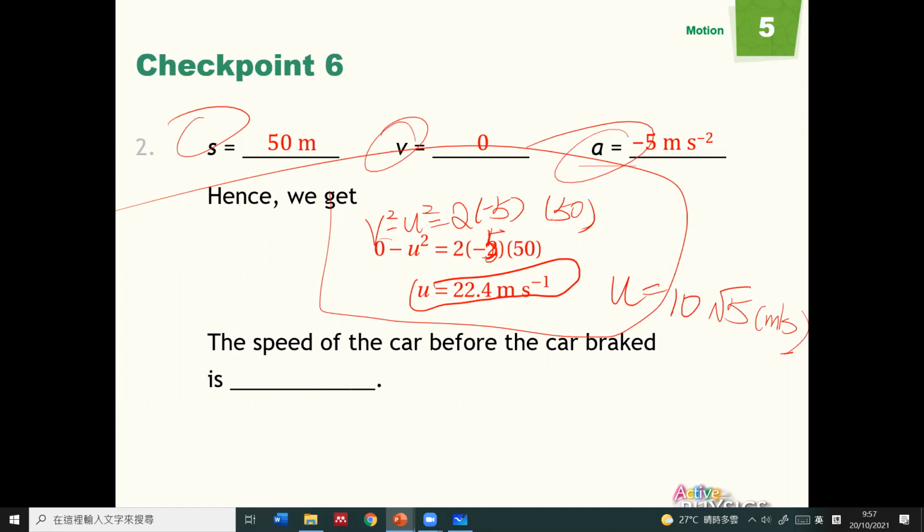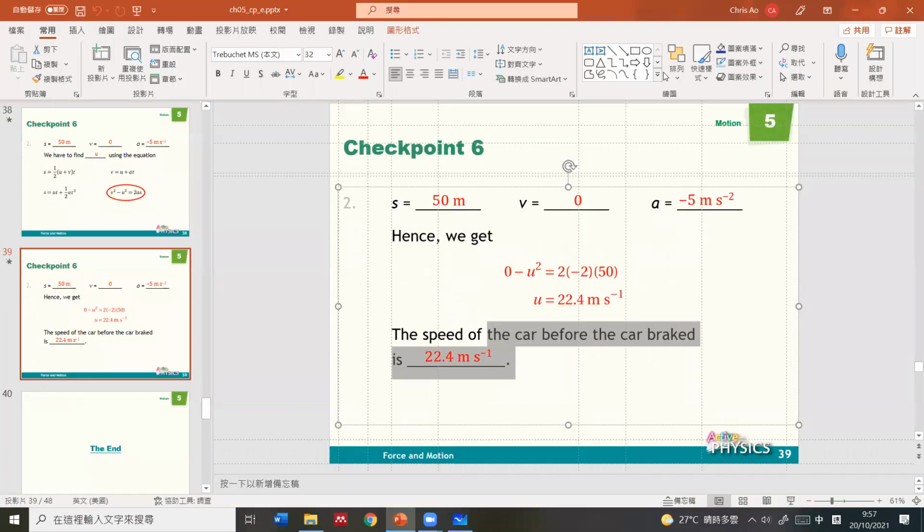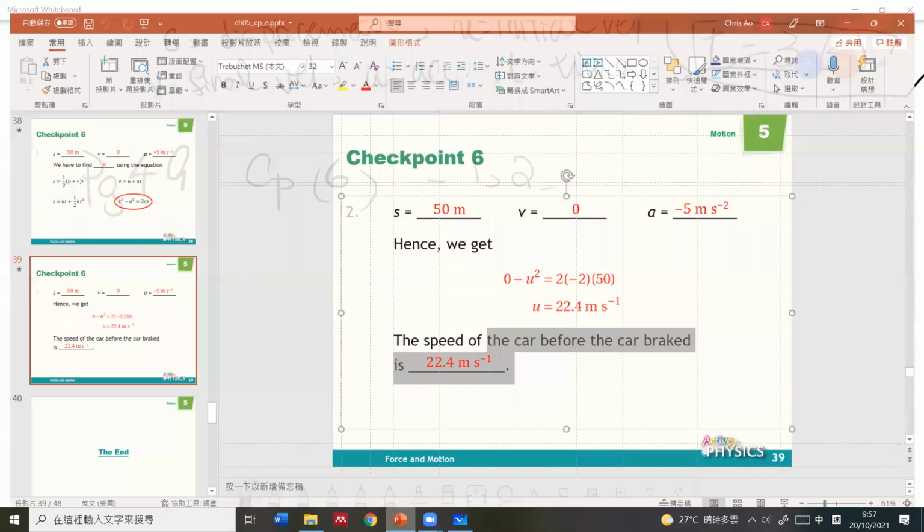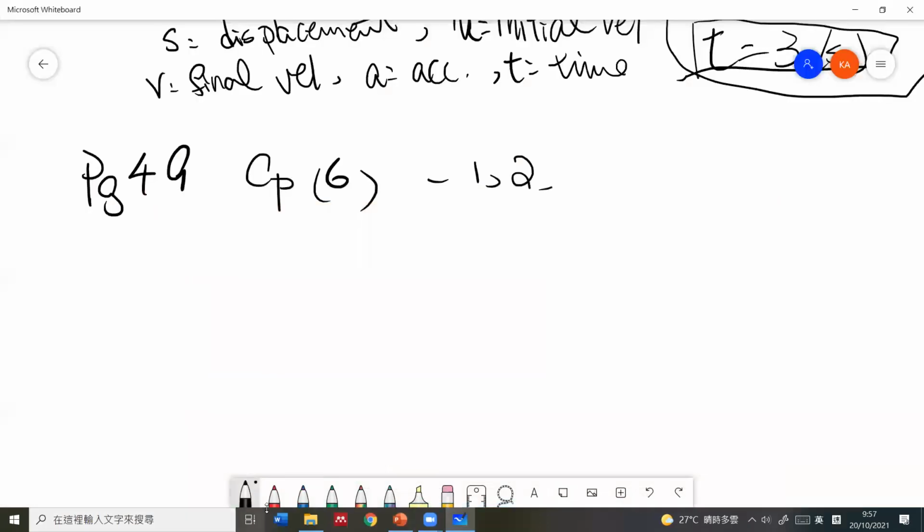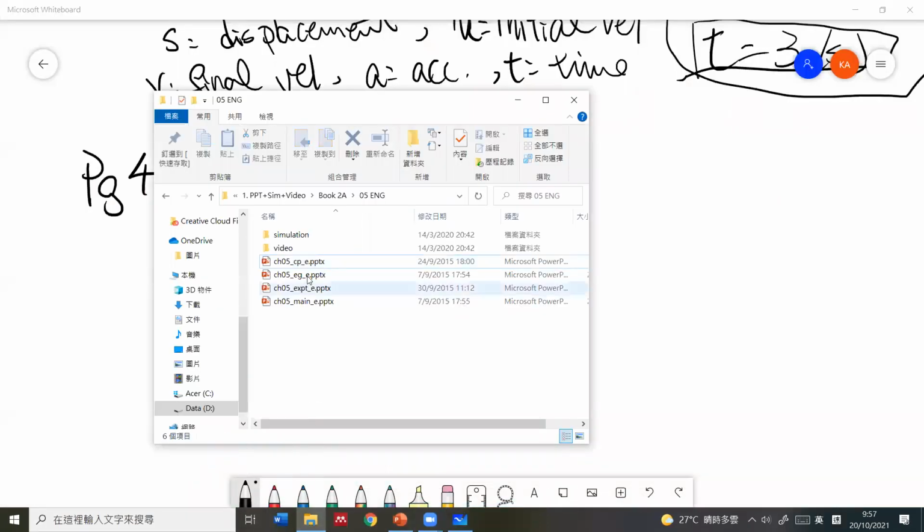Okay, so now to go through the examples with you, turn your book to page 48. Turn your book to page 48. So we will go to the most difficult example in this section. Page 48. Okay, so I give you 1 minute to read the questions first.